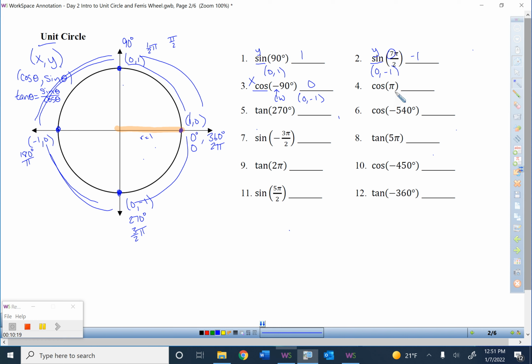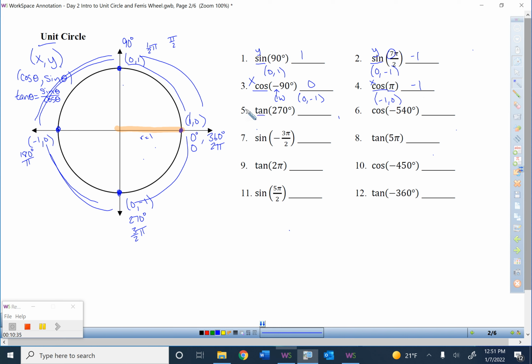Next one we have radians, so it says pi. Pi on our picture is already labeled there, but it's halfway around the circle, so we're writing down negative 1, 0. And cosine, again, we're using the x value, so negative 1 for that one.